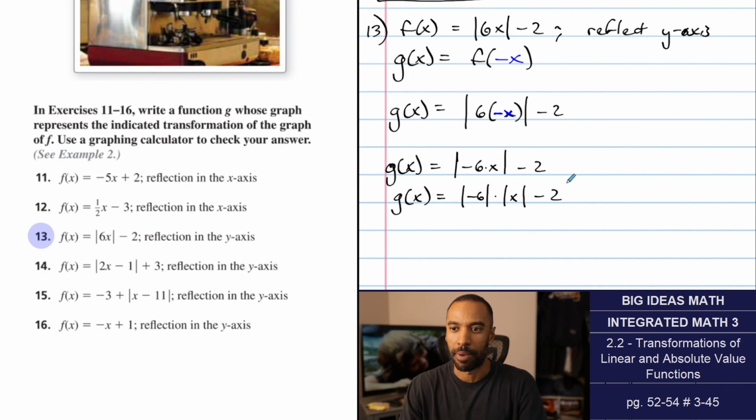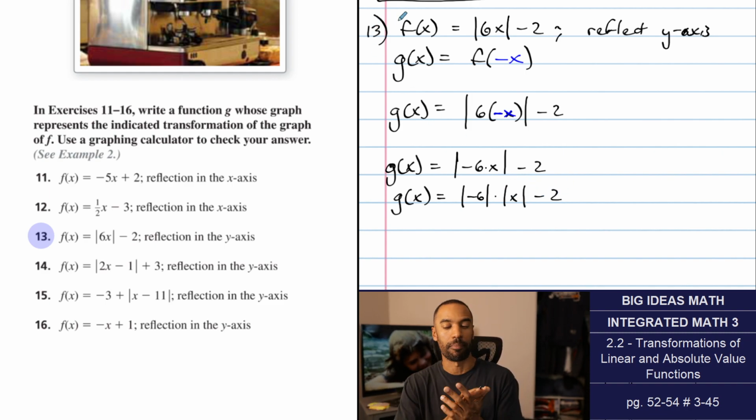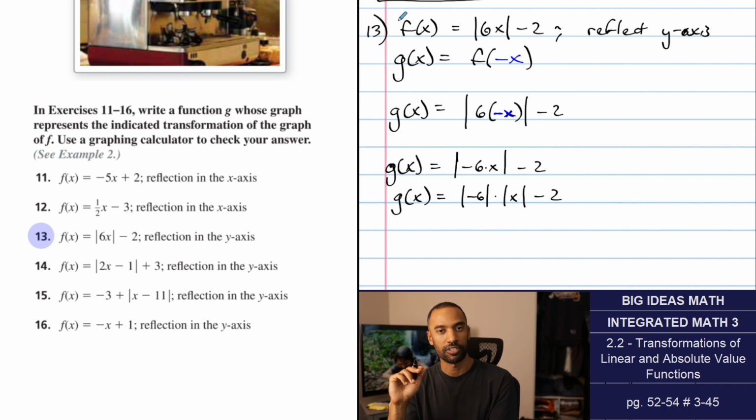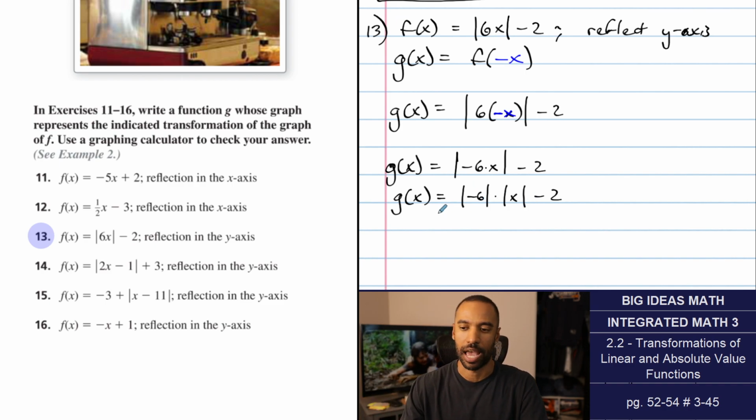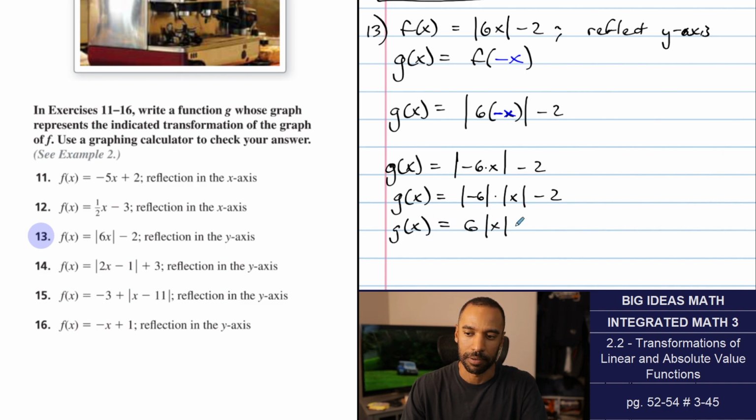I don't know if the back of the book, because it's an odd number problem, I assume the back's just going to have the negative factored out. I'm going to factor the negative 6 out. Absolute value of negative 6 is 6. And here's our other equation that looks like that.